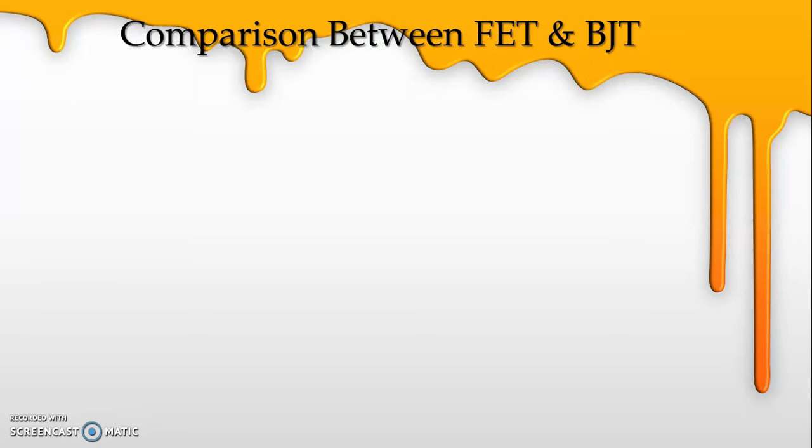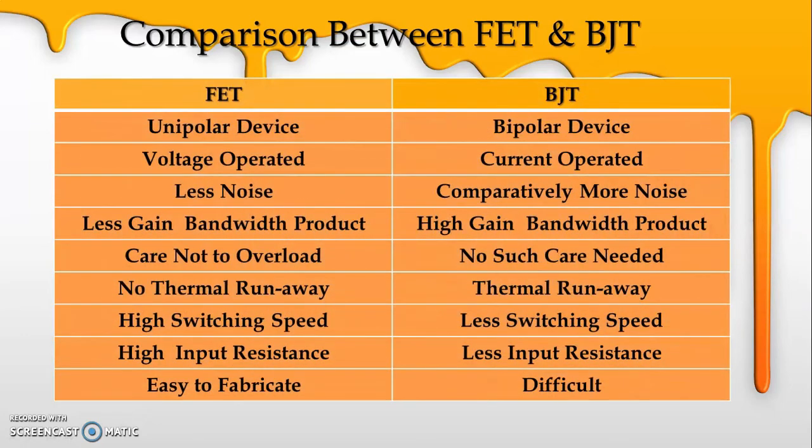Now let us see the comparison between field effect transistor and bipolar junction transistor. We have certain advantages in field effect transistor as well as certain disadvantages also. Field effect transistor, as we discussed, is a unipolar device, while bipolar junction transistor is a bipolar semiconductor device. In case of FET, the conduction of conventional current is because of only majority charge carriers.